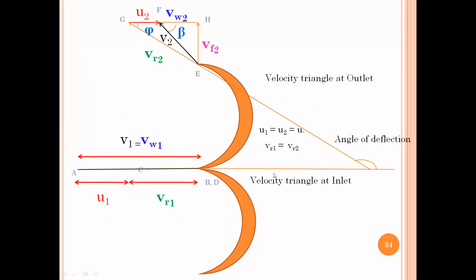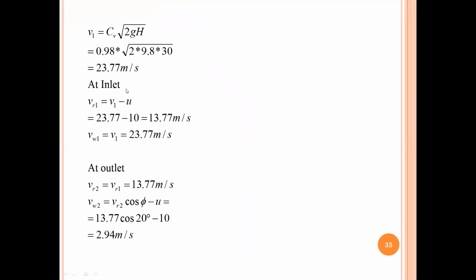So now we'll get on to the problem. So here is my velocity triangle. So knowing V1 and U1, I can calculate the relative velocity. For my work done, I have to calculate VW1, that is equal to V1. Coming to the outlet, we know VR1 is equal to VR2. So knowing VR2, I can calculate VW2. Your VW2 is VR2 cos phi minus U2. Since U1, U2 is equal to U, I can write it as U also. So here V1 is Cv into root 2gH. So when I substitute it, I'll be getting the value of V1 as 23.77 meter per second.